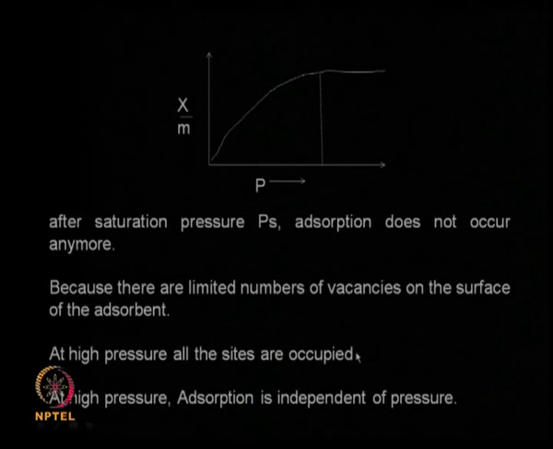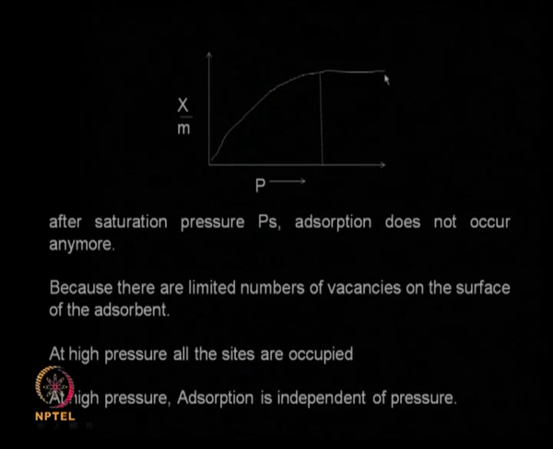So at high pressure all the sites are occupied, that is why at very high pressure the adsorption process is independent of the pressure. So at very high pressure it is a zero order reaction, whereas at low pressure it is almost like a first order reaction, but then it varies. Let us have a look at monolayer adsorption, and the main assumption here is the number of vacancies or sites available for adsorption is limited. That means you are not creating new sites during the process. So all the sites get filled up, so no new species or molecule can get adsorbed.